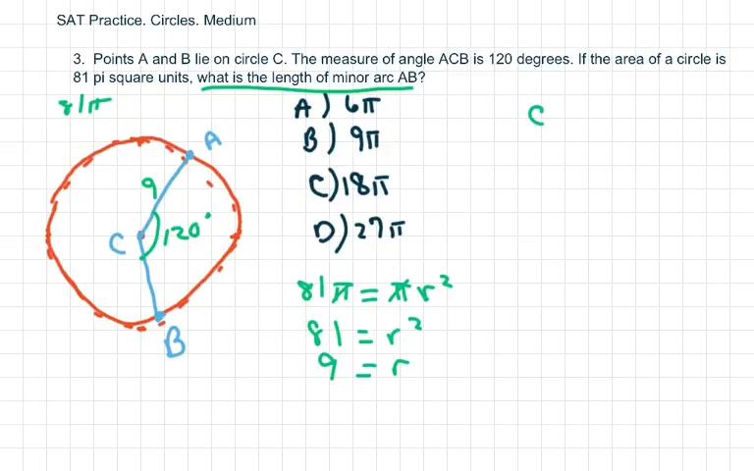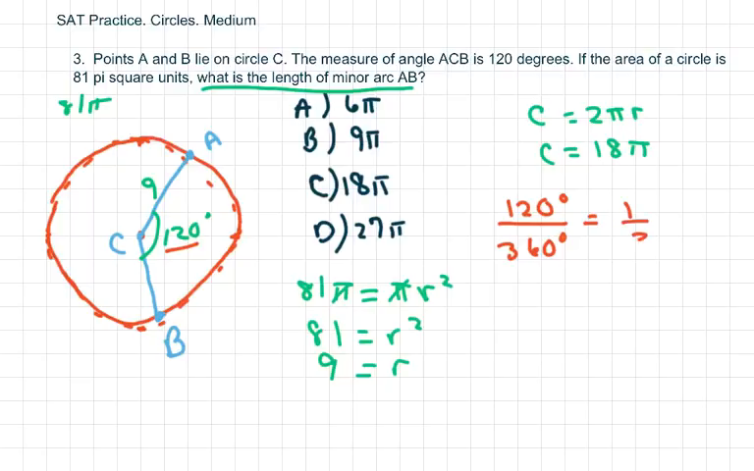So the circumference equals 2 pi r. So that's going to be 2 times 9, which is 18 pi. Alright, so that's the circumference of the whole thing. And now we want to get a ratio here. So we know this is 120. So 120 over 360 degrees equals 1/3.